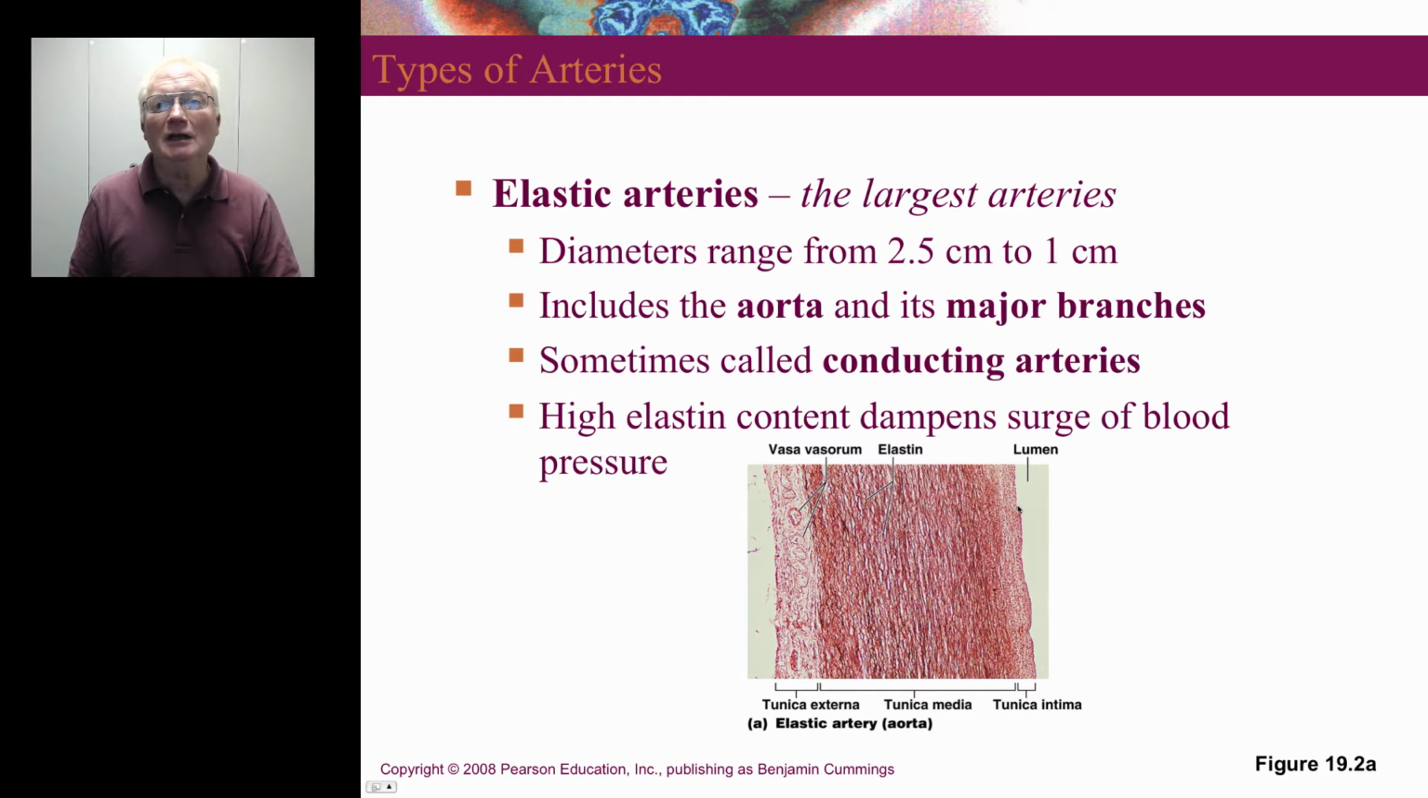They're so large that they can't get nutrients from the lumen, and they have their own blood vessels, arteries and veins, to supply blood to the tissues that make up the walls of the large elastic artery.